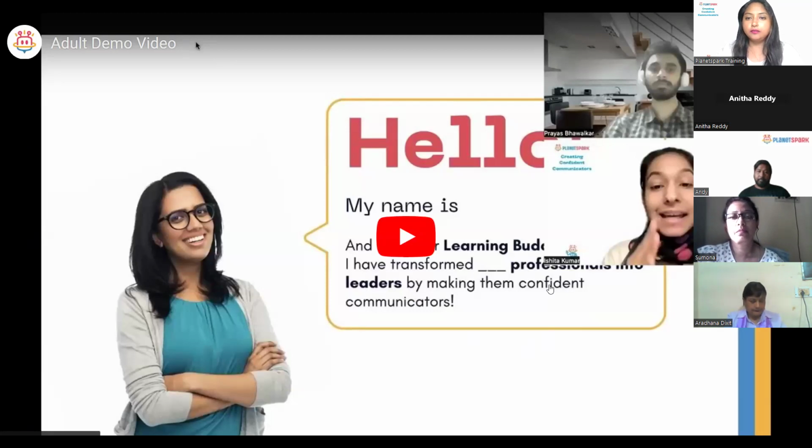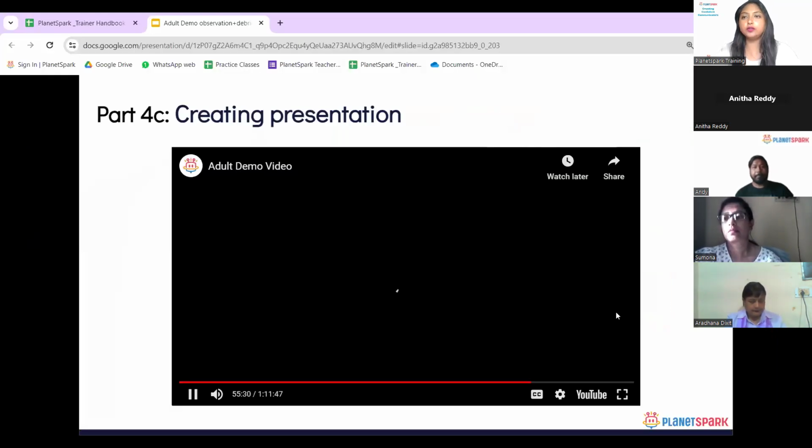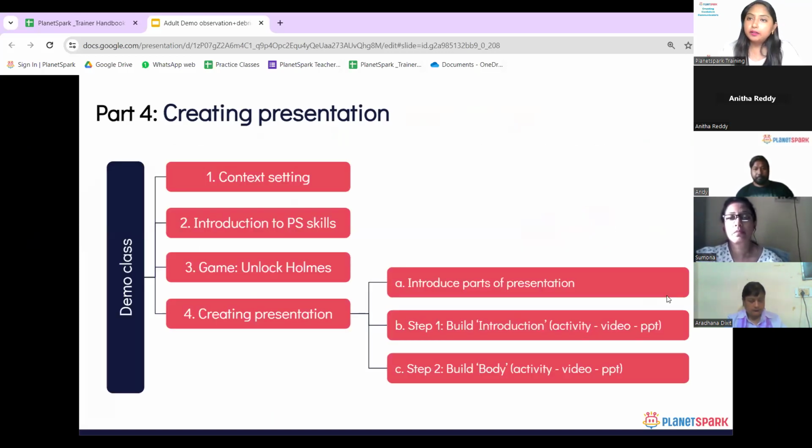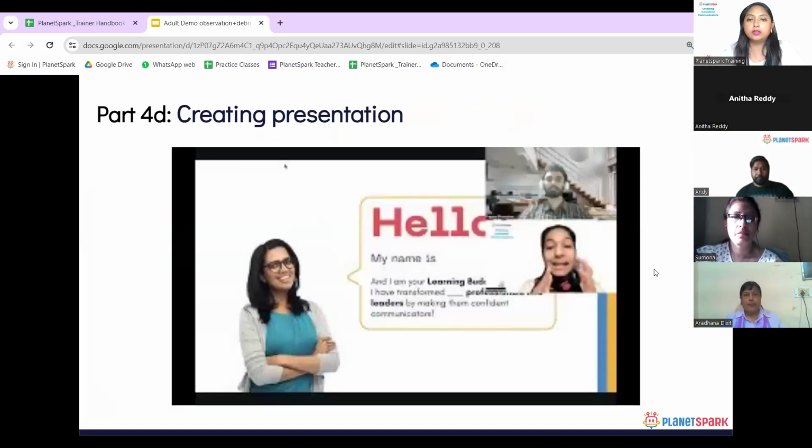Right. So this was the first part, and this is the introduction. Then this was the second part, that's building the body. Now we have already built the body. Now we'll move on to the conclusion part. Let's have a look.